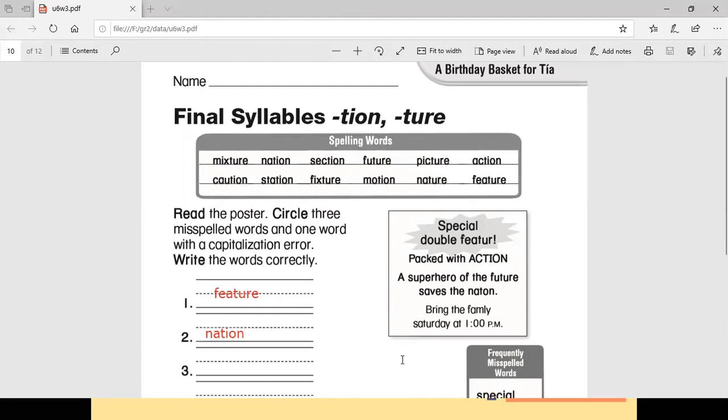Okay. Bring the family. Family has a missing letter. Underline or circle the word, then rewrite it here correctly. Family has a missing letter.